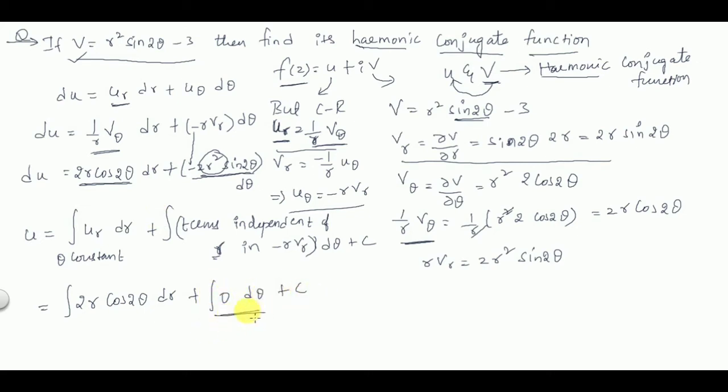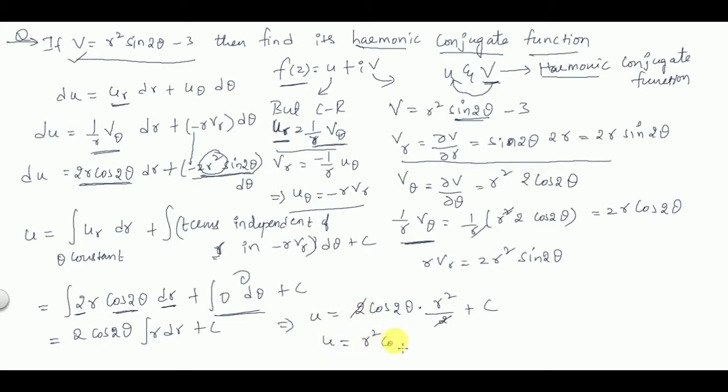So 0 into d theta is anyhow 0, so you can neglect this term. So it will be 2, and integration is with respect to r, so 2 cos 2 theta, both these terms are constants, so you can write outside 2 cos 2 theta into integral r dr plus c. So u is equal to 2 cos 2 theta into r square by 2 plus c. This 2 gets cancelled, so u is equal to r square cos 2 theta plus c.